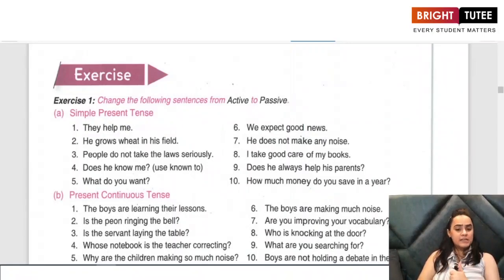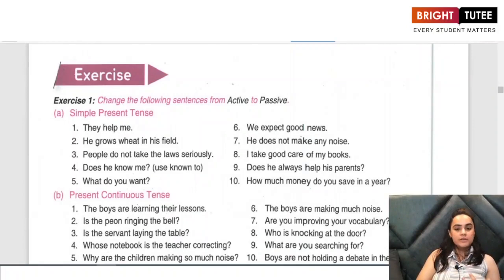There may be a few sentences in which the subject or the object is not just one word, but a phrase or a group of words. In such cases, the entire group of words, if it is the subject, will become the object, and if it is the object, it will become the subject. If we have a preposition next to the verb in an active sentence, that preposition will remain as it is in its position. It will not change its position.